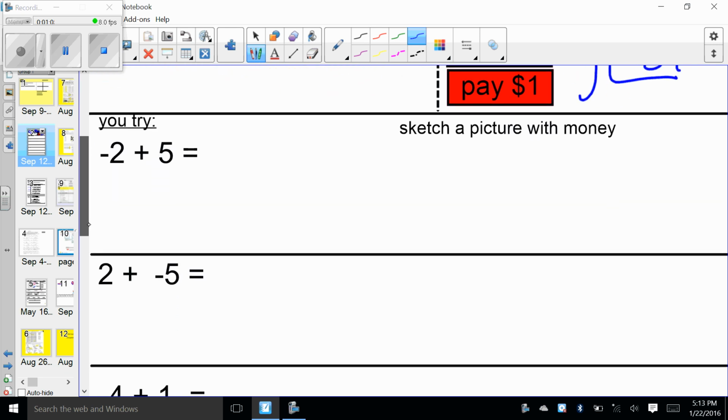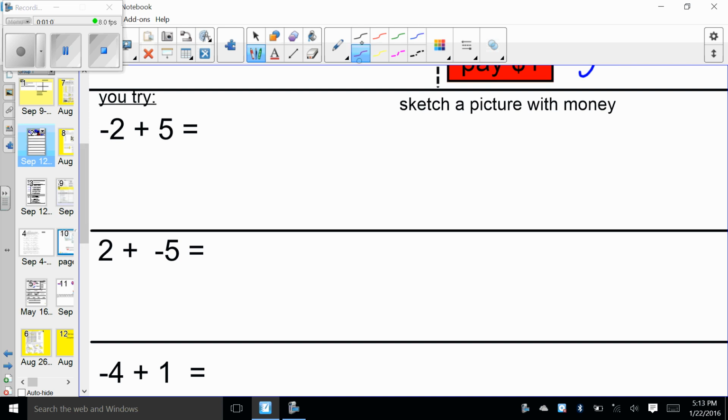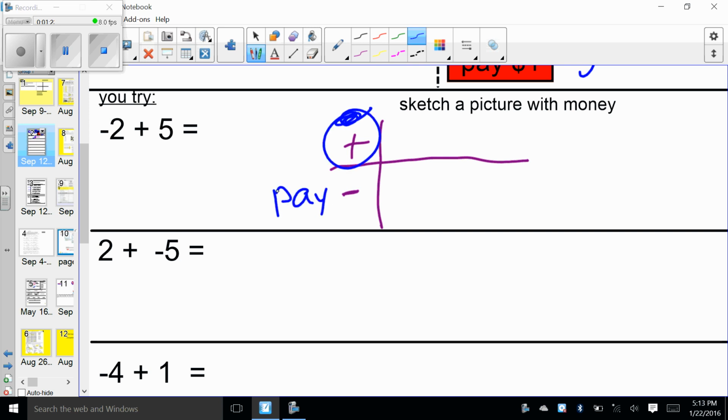So we're going to go ahead and try that same idea down here. I'm going to switch the table a little bit and write it horizontally just due to space. So we're going to put positives on top and our negatives on the bottom. So these positives are, of course, money in the bank. And negative means I'm going to take money out or pay.